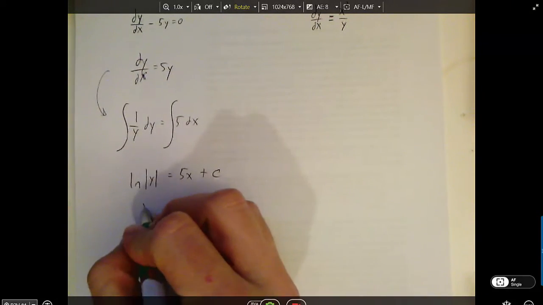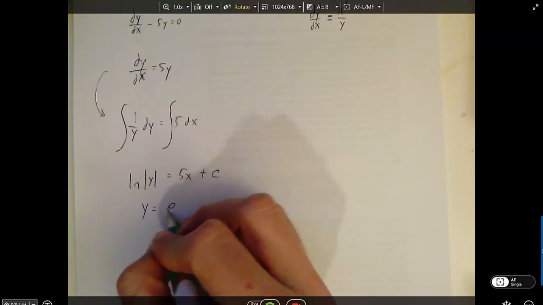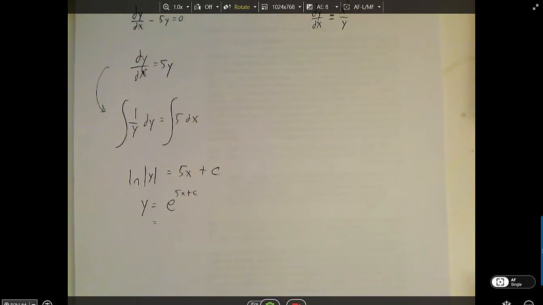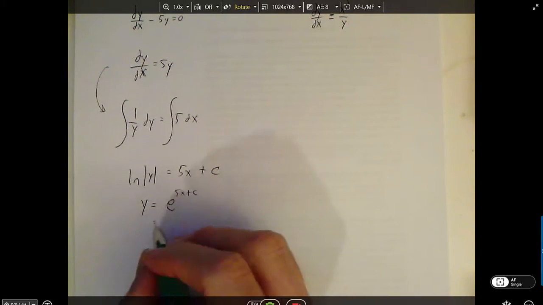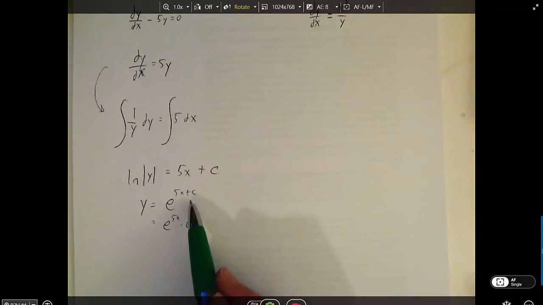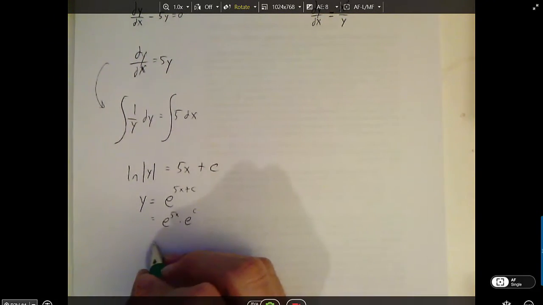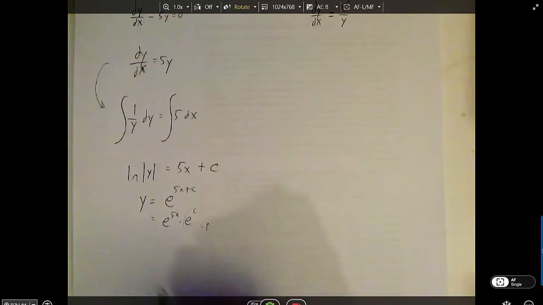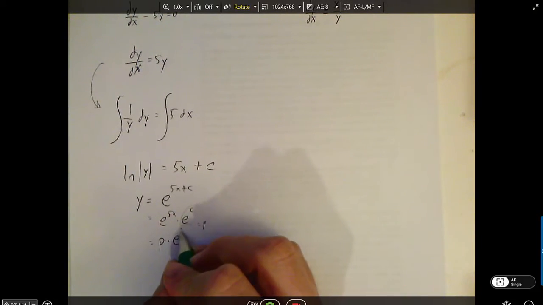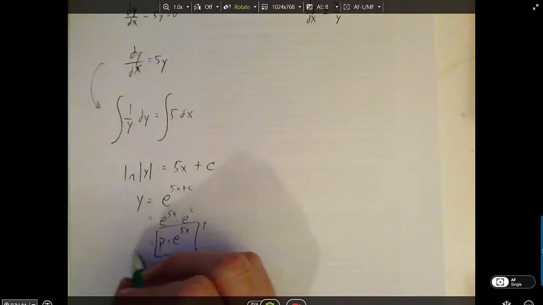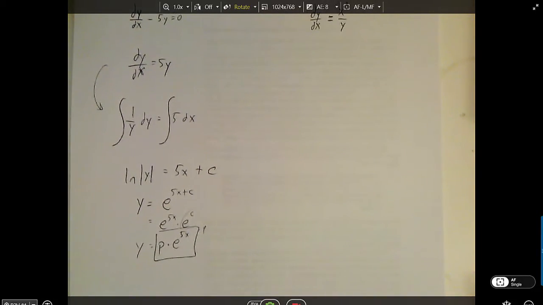So let's exponentiate both sides. And I've got y equals e to the 5x plus c. And then this last step should be very automatic and swift for you. This is the same thing as e to the 5x times e to the c because of the simplification property of exponents. And now I'm going to rename e to the c. I'm going to redefine that as p, and I'm going to move it to the front. So now this is p e to the 5x.